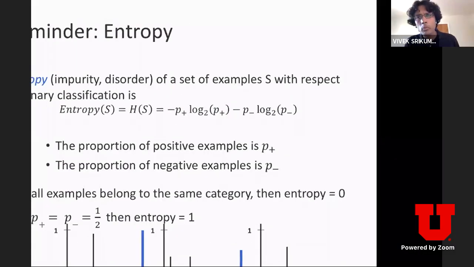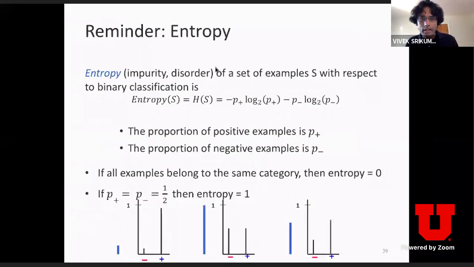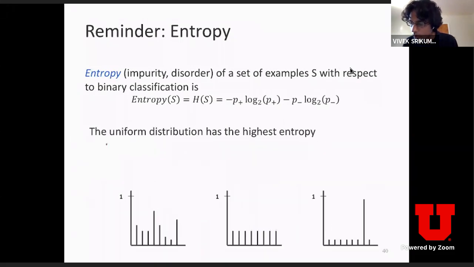So, what's the interpretation of entropy? If one label is far more common than the other, this blue bar here is representing the entropy. If one label is far more common than the other, then the entropy is low. If both labels are equally likely, then the entropy is high. The uniform distribution, irrespective of whether we have 2 labels or more labels, or whether it's a continuous random variable, is the one that has the highest entropy. So the uniform distribution will have the highest entropy, and the distribution where one label is more common.